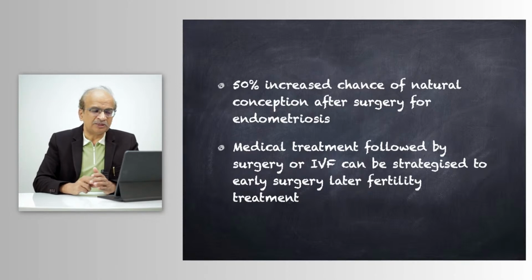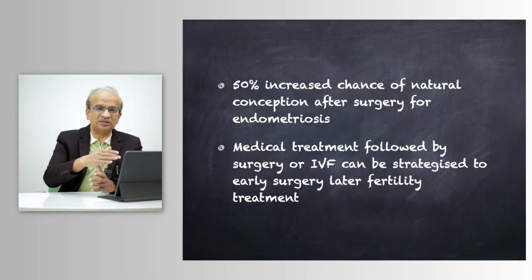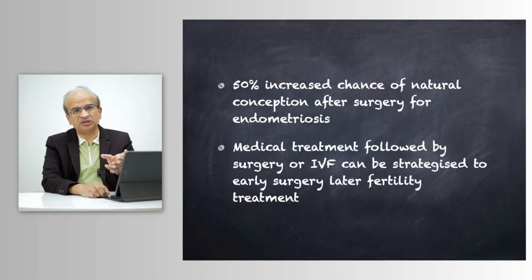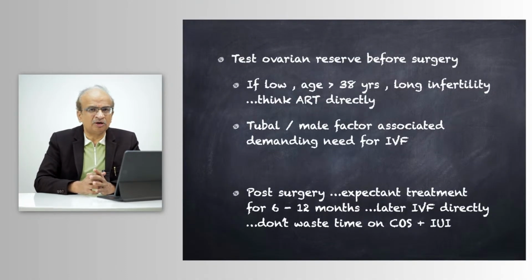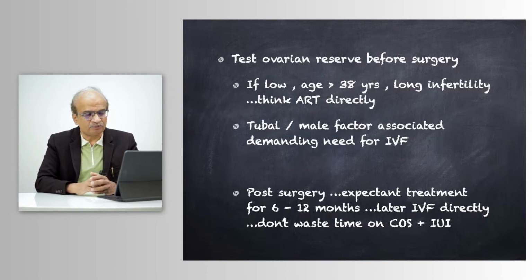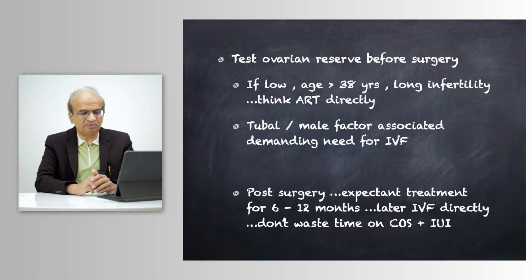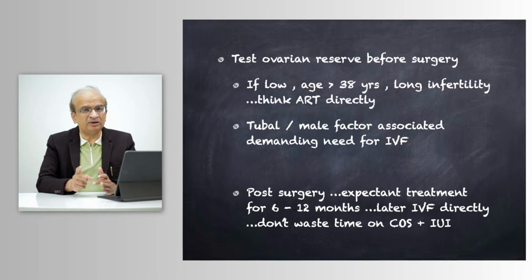Medical treatment followed by surgery or IVF can be strategized, or you can also do an early surgery and later fertility treatment. Obviously, this depends on all the holistic approaches which I told you about. Obviously, test ovarian reserve prior to surgery. If low and the age is beyond 38 years, long infertility, think ART directly. If there is a tubal and male factor associated, obviously we'll think of ART directly. If there's a past surgery, typically we'll give an expectant treatment, but then do later IVF directly.